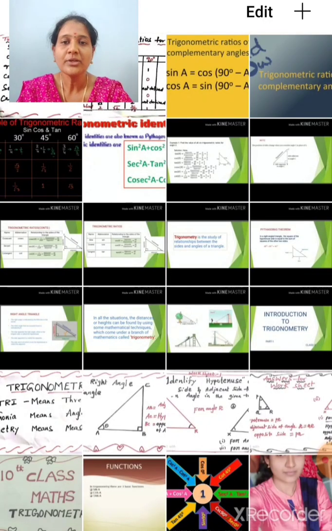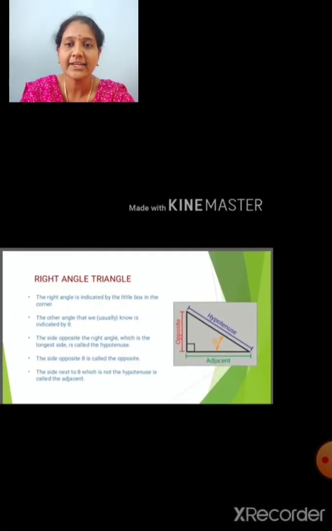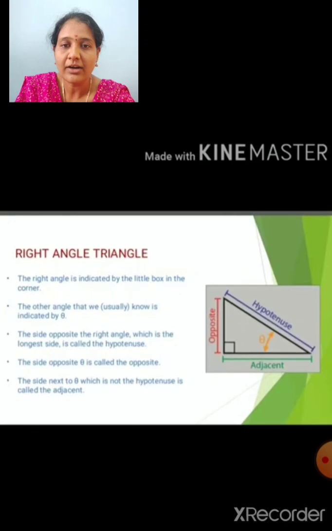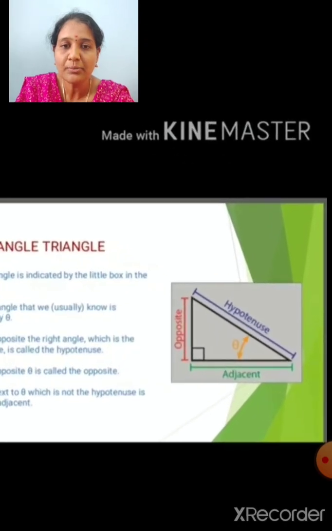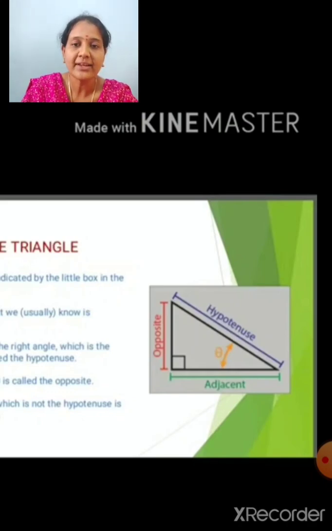Next, coming to our concept, now we are dealing with which type of triangle, children? As we just discussed, that is the right angle triangle. In the right angle triangle, the right angle is indicated by the little box in the corner. If you observe this figure properly, children, on the right side of the slide there is a right angle triangle. Observe the triangle properly, children.